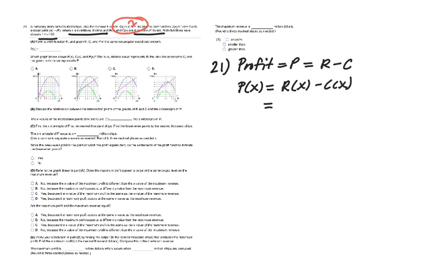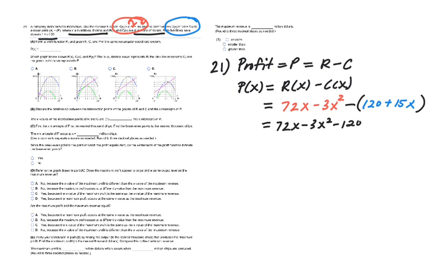So here, let's put that in red, x times 72. I'm going to go ahead and distribute. X times 72 is 72x. And then x times negative 3x will be minus 3x squared. Minus our cost function C of x. C of x is given as 120 plus 15x. And so if we take the difference of these two, we'll have our profit function. So we have 72x minus 3x squared minus 120 minus 15x.